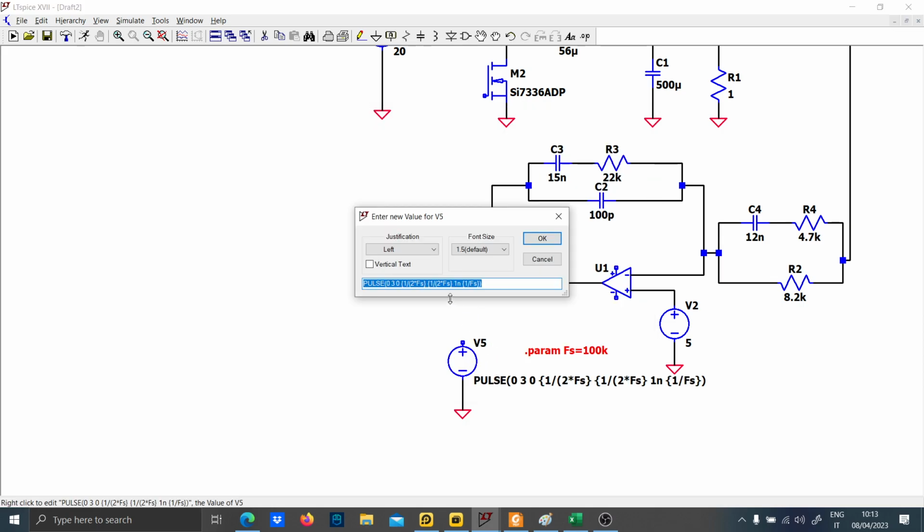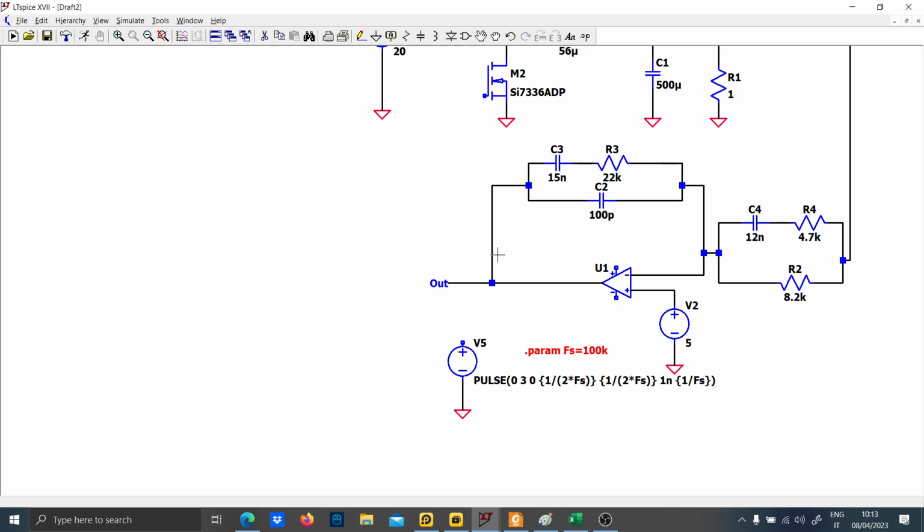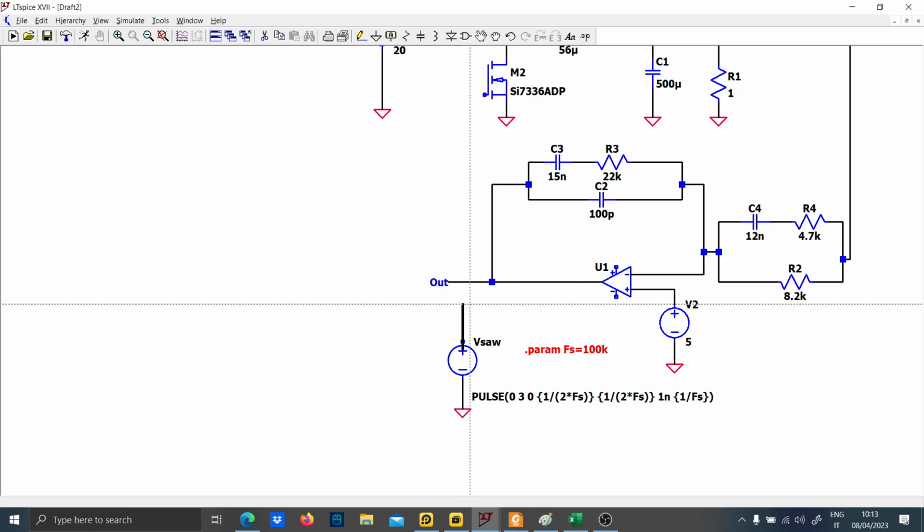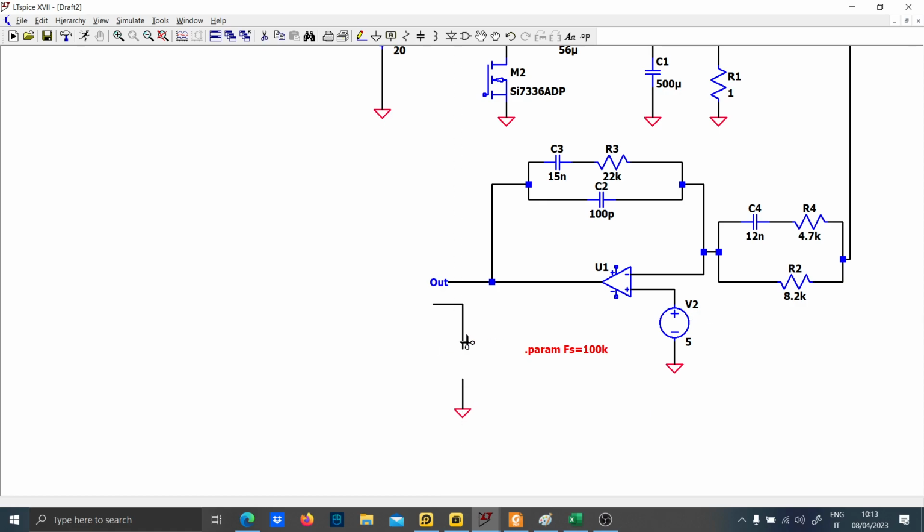And this is an error because I didn't put the... My teacher said that I always make the same mistakes, and it is true. So let's call it VSAW. And the sawtooth.